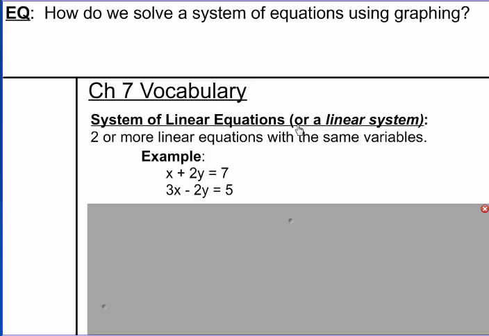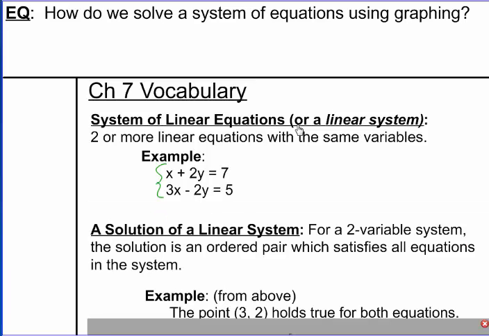When you get to Algebra 2, we step it up a bit and you start looking at three equations with three variables. But we're just looking at two equations with two variables right now. So this is an example of what a linear system looks like. Right here, I have two equations, and there are two variables in each equation, and they are the same two variables in both equations. So that is a linear system.